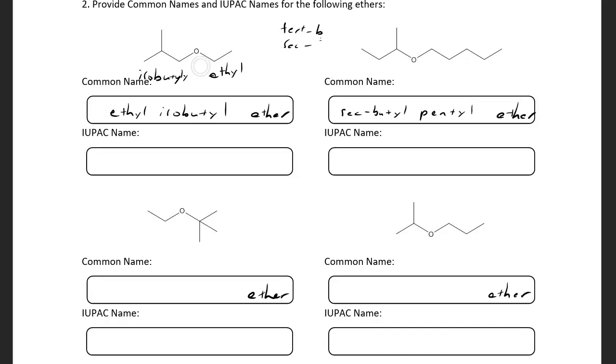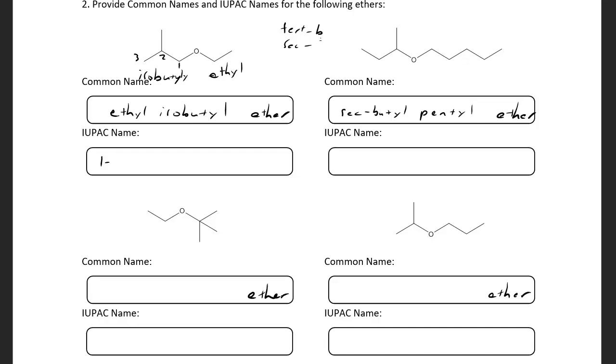All right, now for the IUPAC names for these two, we're going to call them ethoxy groups. So essentially, the smallest group is the ethoxy group, and the reason why is because we need a parent chain. So in this case, the longest carbon chain we have is 1, 2, 3 carbons, so this is propane. We have a methyl at carbon number 2, and our ethoxy group is at carbon number 1. So here we have carbon number 1, 2, 3. We have our ethoxy group at carbon number 1 and our methyl group at carbon number 2.